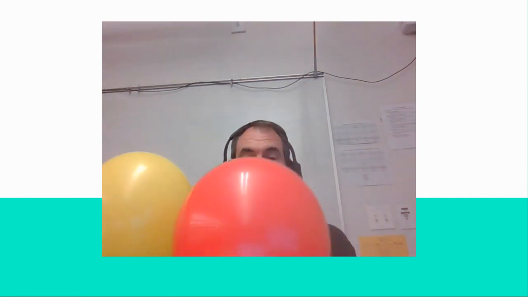I have two balloons here, a red balloon and a yellow balloon. The red balloon, I just filled up by blowing air from the atmosphere into it. If you don't know, most of the air in the atmosphere is nitrogen, and the second most abundant type of air in the atmosphere is oxygen gas. And then there's trace amounts of other gases as well.